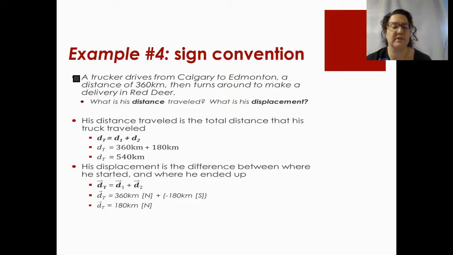So here's an example where we're going to do some sign conversion. A trucker travels from Edmonton to Calgary to make a delivery of 360 kilometers, then turns around to make a delivery in Red Deer. What is his distance traveled and what is his displacement?